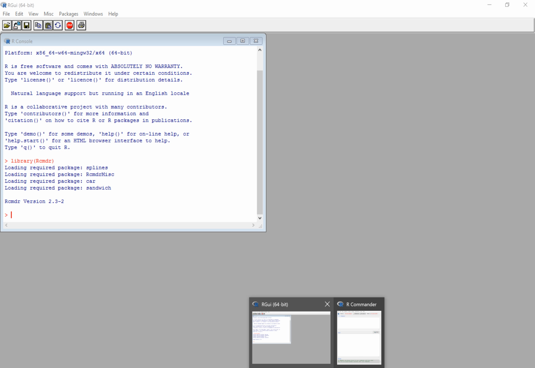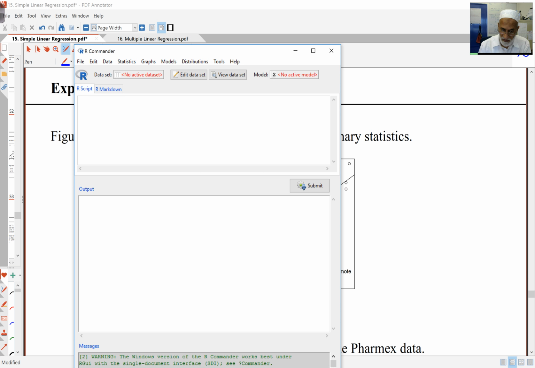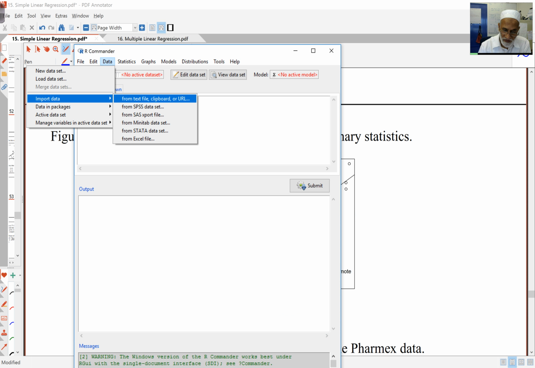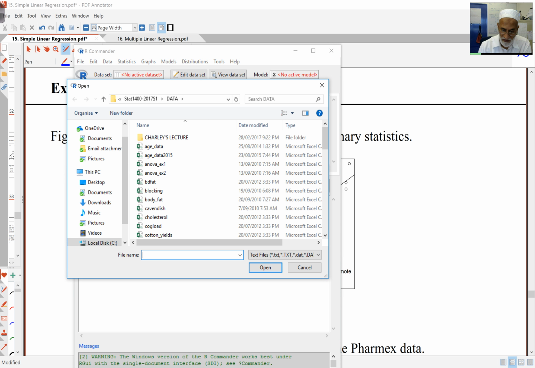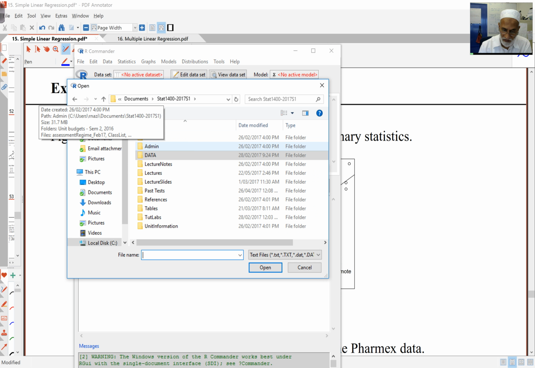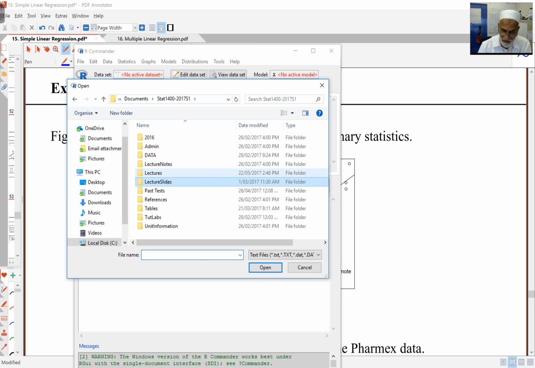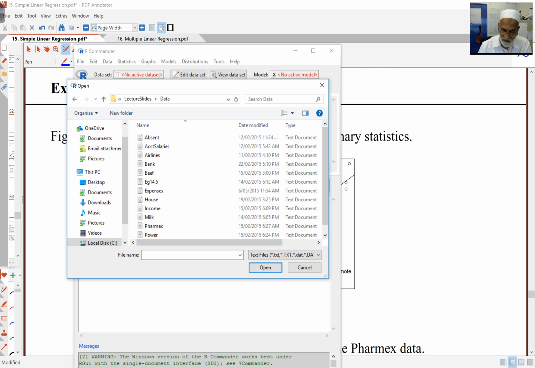So here's R. The first thing is R Commander. Let me read the data in there. So data. We can import data from a text file, and so I'll just call this Pharmex. Okay, let's find the data. So the data here is in my lecture slides. There it is.